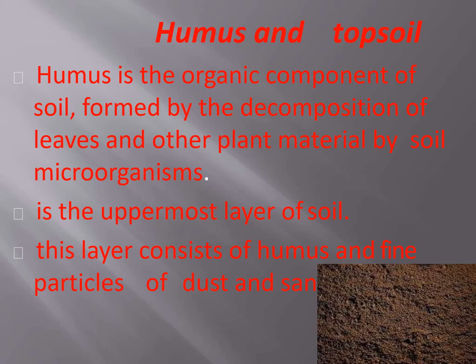Humus and topsoil. Humus is the organic component of the soil formed by the decomposition of leaves and other plant material by soil organisms. It is the uppermost layer of the soil. This layer consists of humus and fine particles of dust and sand.